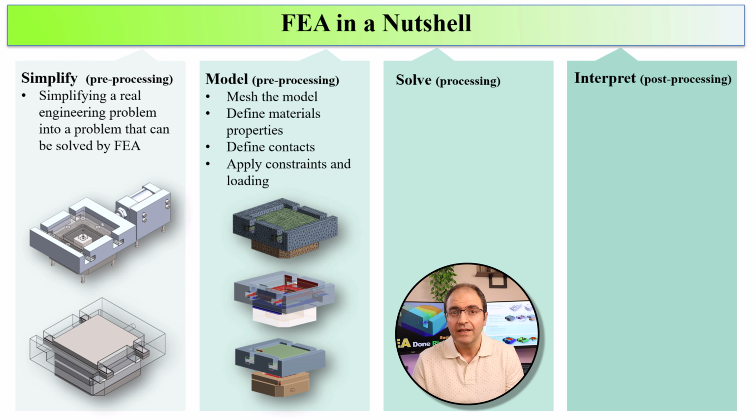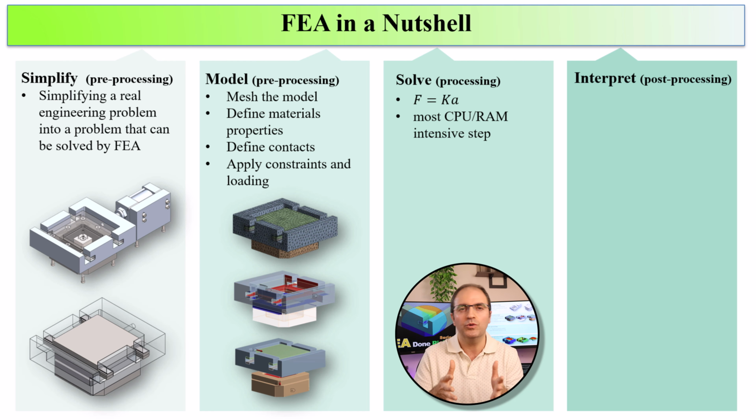After the model is set, we enter the solve stage. This is where the software uses numerical methods to compute the unknowns. In linear statics, you can think of it as F equals K times A, where K is the total stiffness matrix, A is the displacement vector that we are looking for, and F is the known external force vector. This stage is often the most demanding in CPU or GPU and memory, especially for nonlinear, dynamics, or very large models. Finally, we interpret the results.